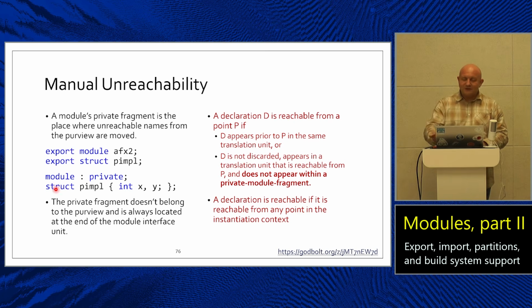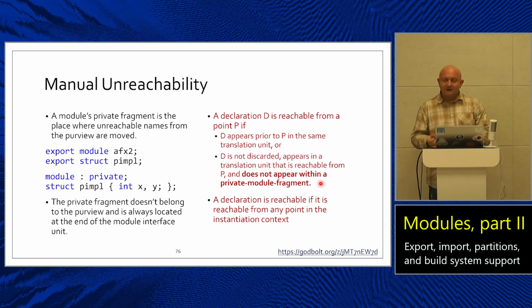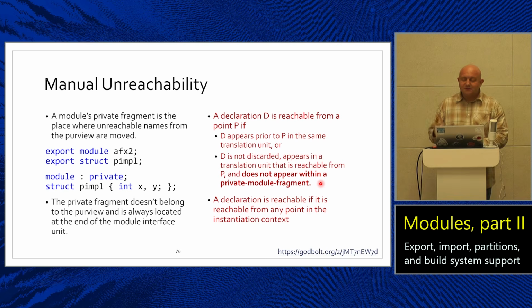At the start of a module, we can have a global fragment, at the very end, a private fragment, and everything that ends up there becomes formally unreachable. That's why the standard says a declaration is reachable only if, and so on, it doesn't appear within a private module fragment. And now it finally makes sense why that line was grayed out before. It referred to exactly this case. So yes, you can place your private definitions here. They'll still belong to the same translation unit, but they'll be invisible and unreachable from the outside world. There's just one little problem.